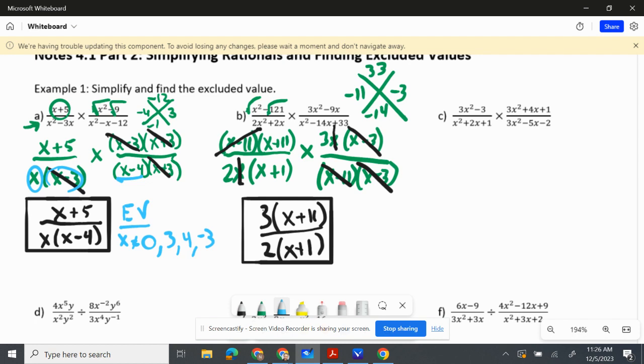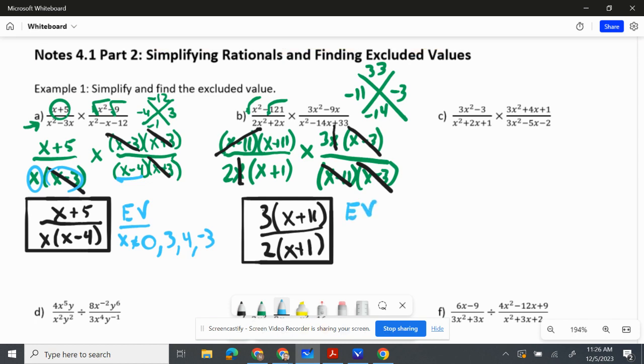Looking at our excluded values, it's what makes the denominator equal to 0. So for our first one, since it's a monomial, that would be 0. Then we have negative 1. We have a positive 11, and we have a positive 3.